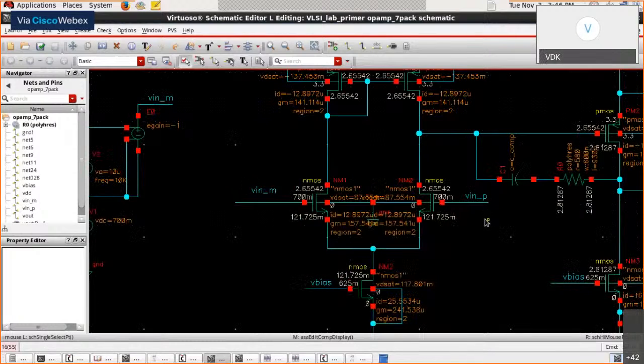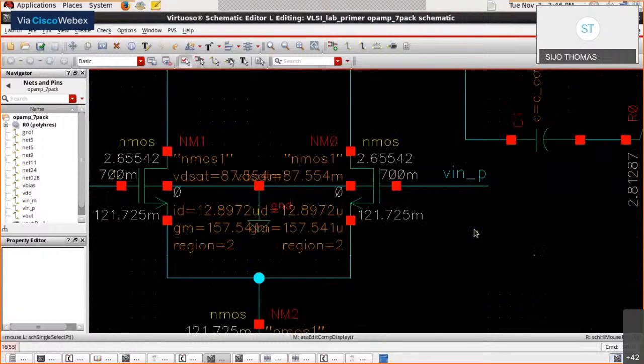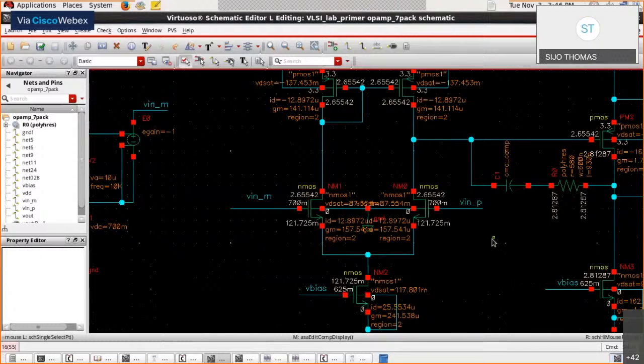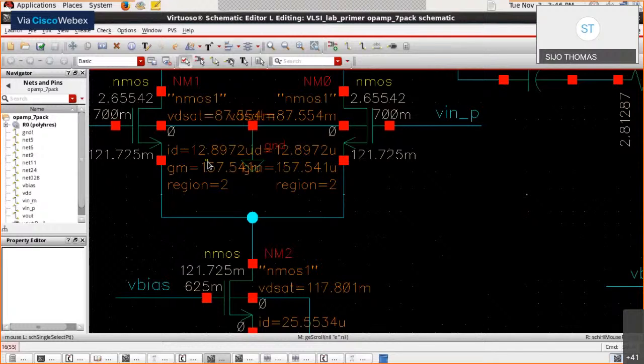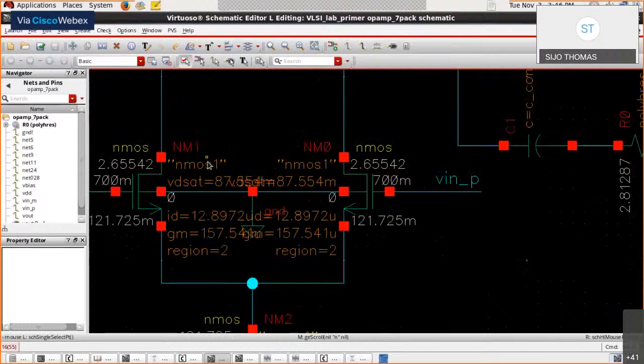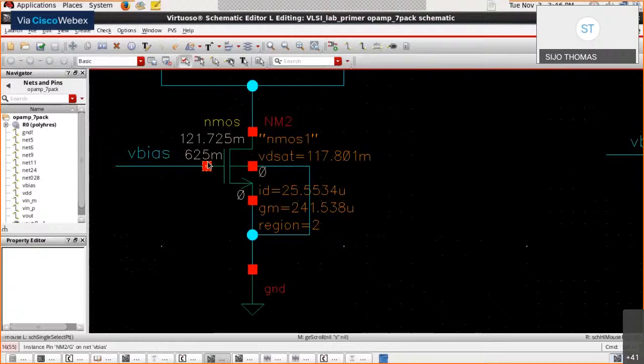If you zoom into the MOSFET, you can see. Can you zoom to M1? So the ID value, we got it. We designed it for 12.5 µA and we are almost getting that, 12.89 µA. Check the region of operation first. All are in region 2, that's saturation. You can also check the I tail value for the bottom. It's in region 2, and we are getting ID of around 25.5 µA.